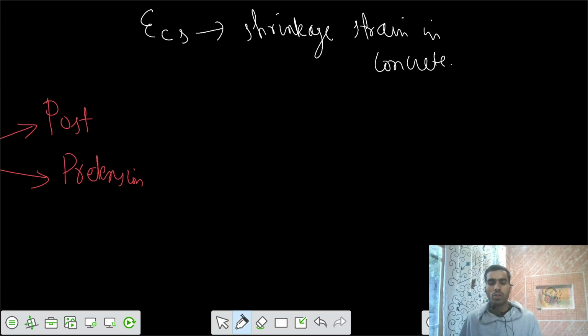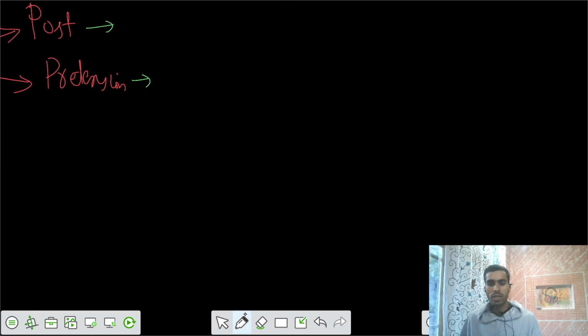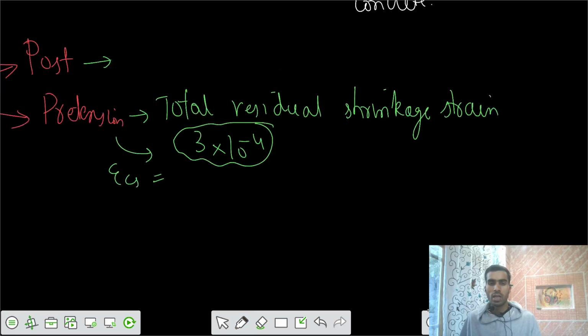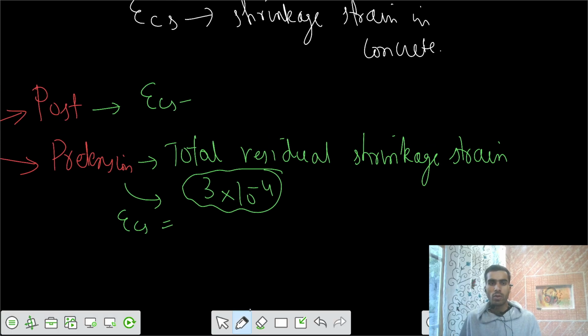Now its value is given to you for the two kinds of beams, one is post-tension beams and one is pre-tension beams. If I talk about pre-tension beams, the total residual shrinkage strain value is 3 into 10 power minus 4. This is the value of strain ECS for the pre-tension. And for the post-tension, ECS is equal to 2 into 10 power minus 4 divided by log of T plus 2.